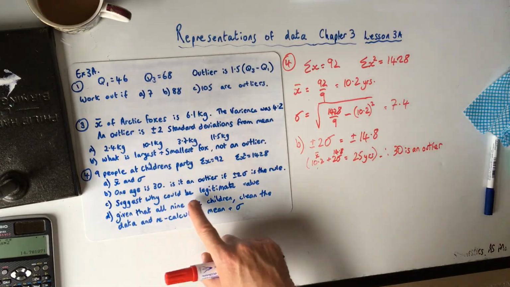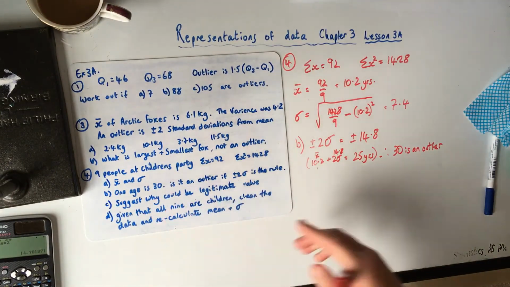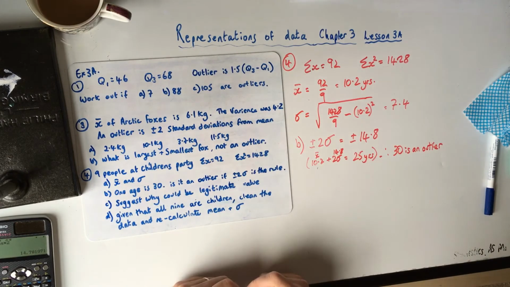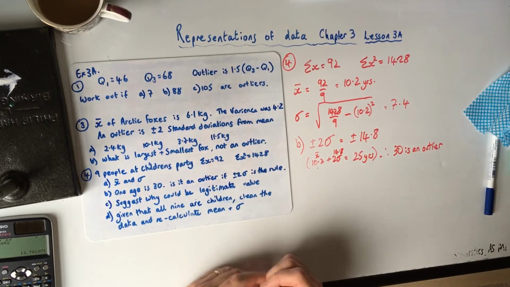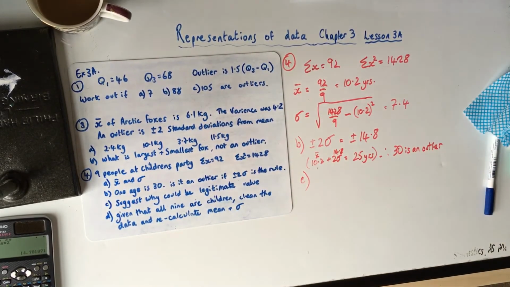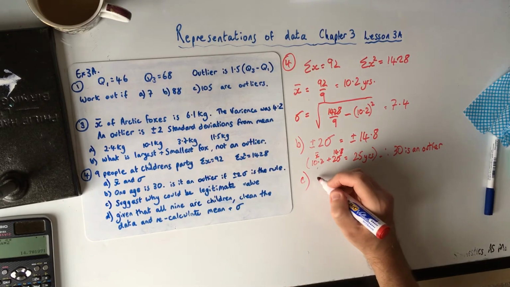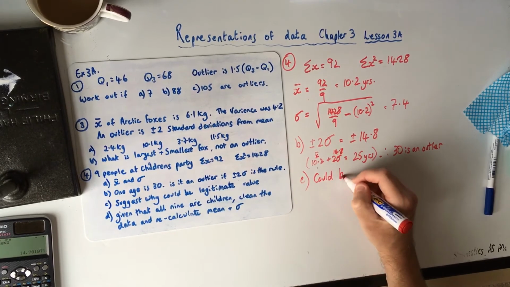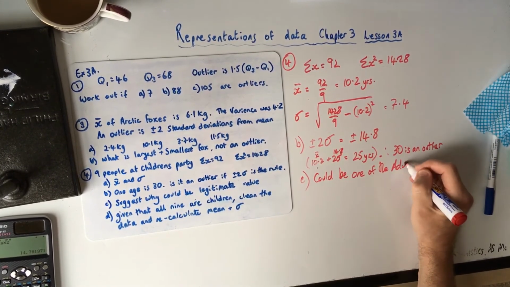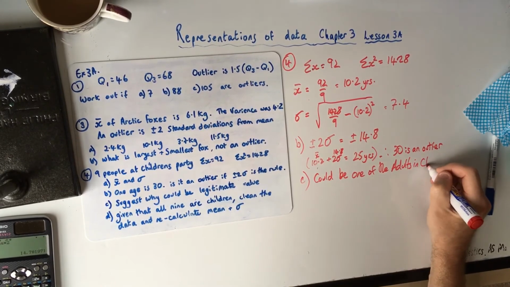It says suggest why this could be a legitimate value. Okay, so it's in there. So suggest why it could be a legitimate value. So this is different than GCSE. It's asking you to comment on the data, isn't it? And you have to think about the data at A level. It could be an adult. Could be one of the adults in charge.